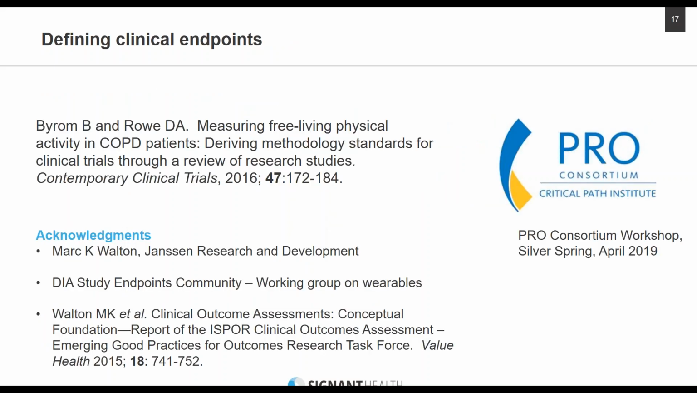And just finally then, Chris, if you move on to the next one. So just the final thing I wanted to touch on is how we define and derive clinical endpoints when we're using a wearable or a mobile sensor. And to touch on this, if you go back to that COPD example that was published and use that as an example, but this was work that I presented at the PRO Consortium meeting workshop last year.